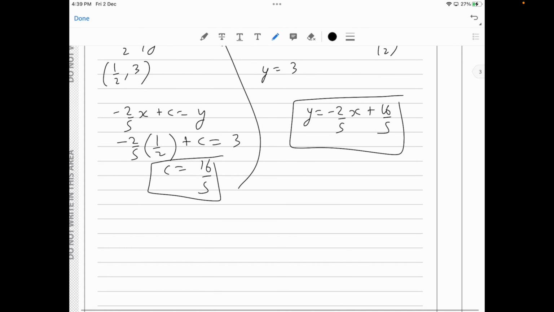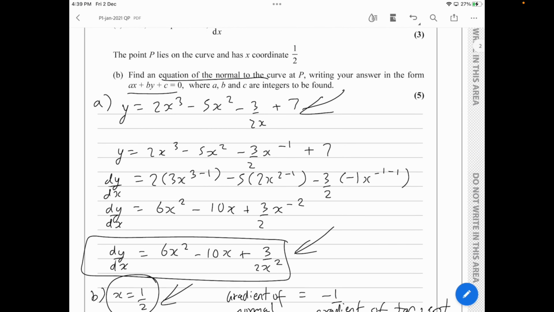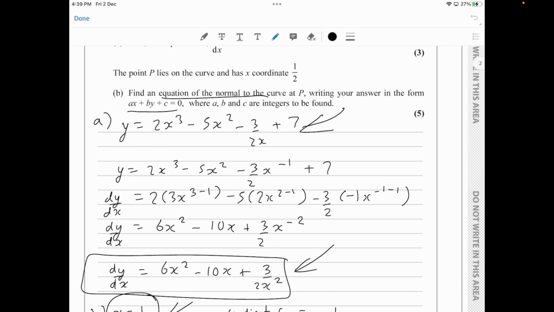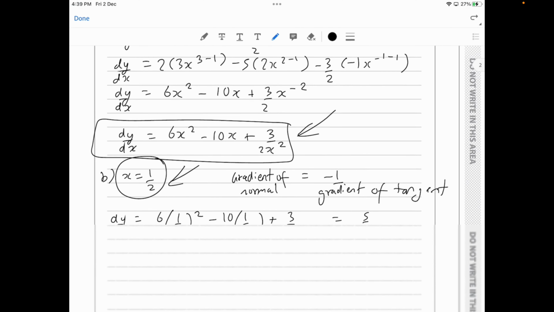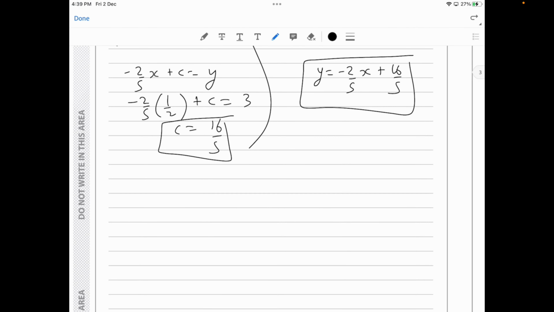This is not where we're going to leave it. We have to rearrange it in terms of ax plus by plus c. We have to rearrange the equation in that form. So ax plus by plus c is equivalent to 0. We are going to rearrange it as minus 2 by 5 x minus y, actually, plus 16 by 5 is equivalent to 0.